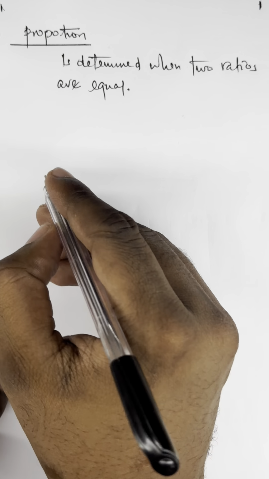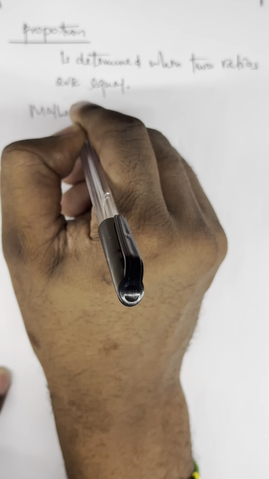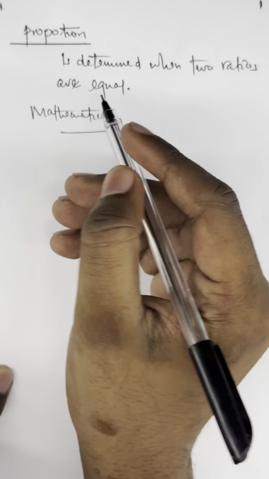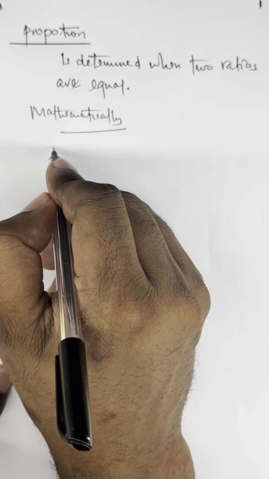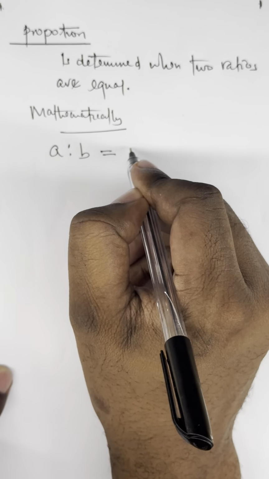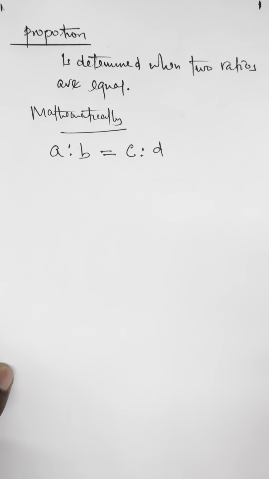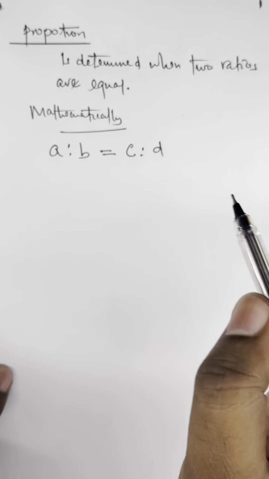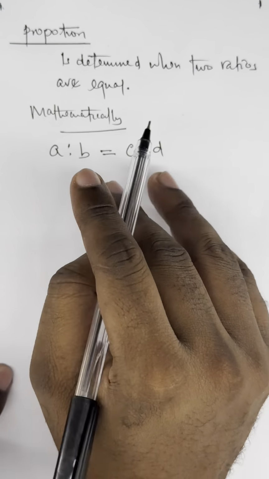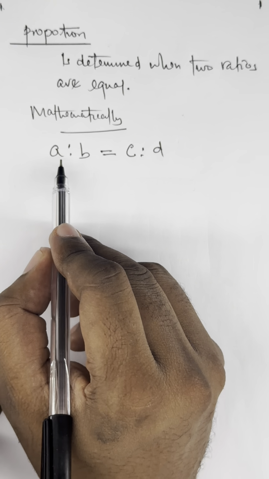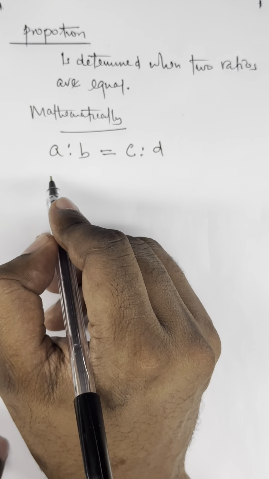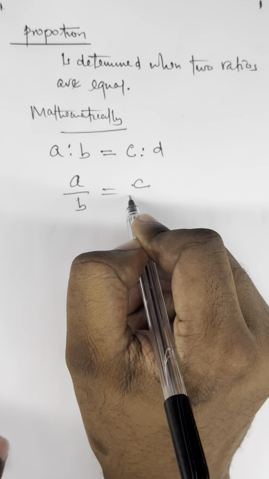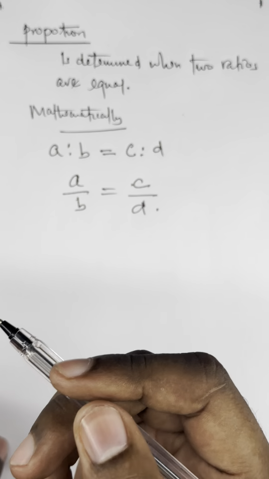What do I mean mathematically? It can be expressed as, let's say you have A ratio B equals C ratio D. This is what we mean about proportion, when two ratios are equal. And as I told you, ratios can be expressed in terms of fractions. So here you can have A over B equals C over D.